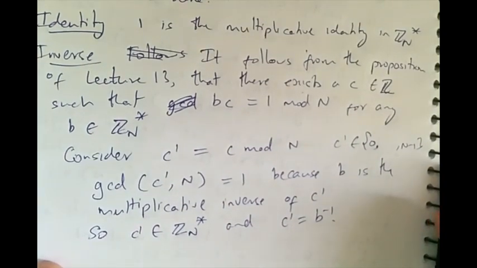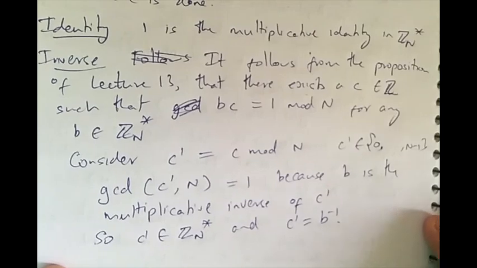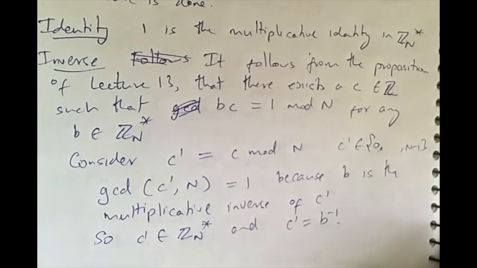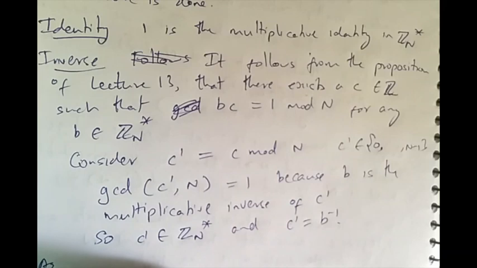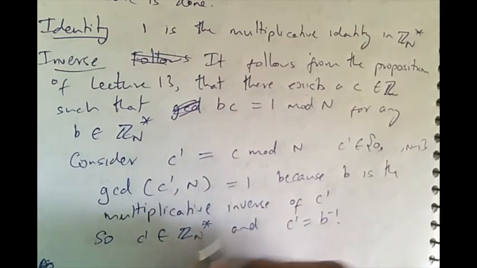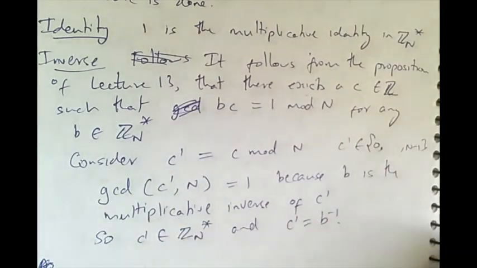And the last property we needed to check was associativity. That is just multiplication modulo n, which is associative in the integers anyway, so we'll not check that. So this completes the proof that Zn star is in fact a group, and it's going to turn out to be a very useful group for us when we discuss public key crypto systems.